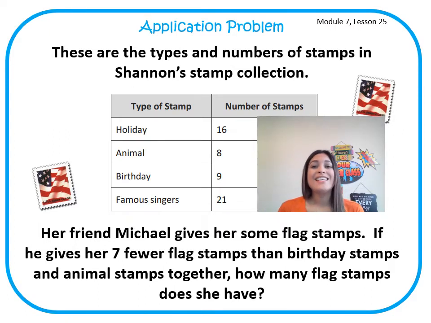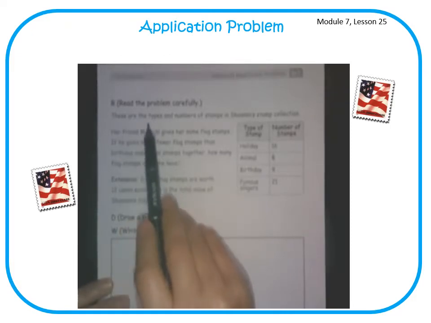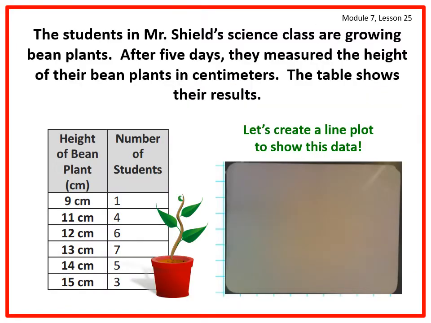What I want you to do is again pause the video and try to solve this 2-step problem, and when you're done, you can come back. So the problem says, these are the types and numbers. Now we're going to create a line plot showing this data. For this, you are going to need a paper and your pencil so you can make your number line. If you need to pause the video, go find your pencil and a paper, and then you can come back.